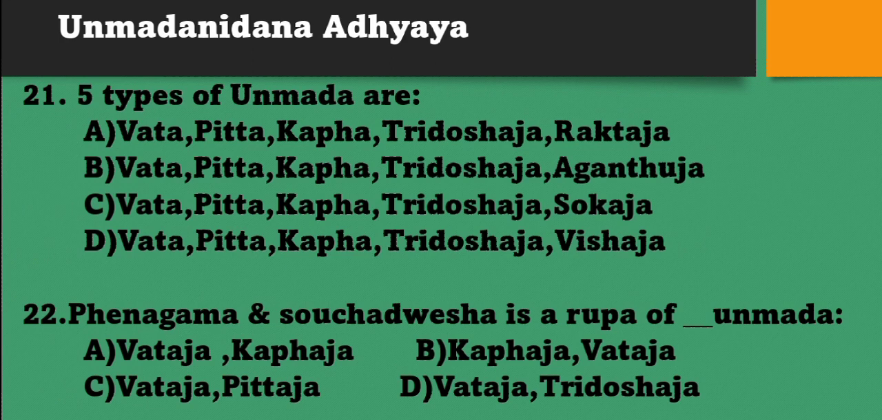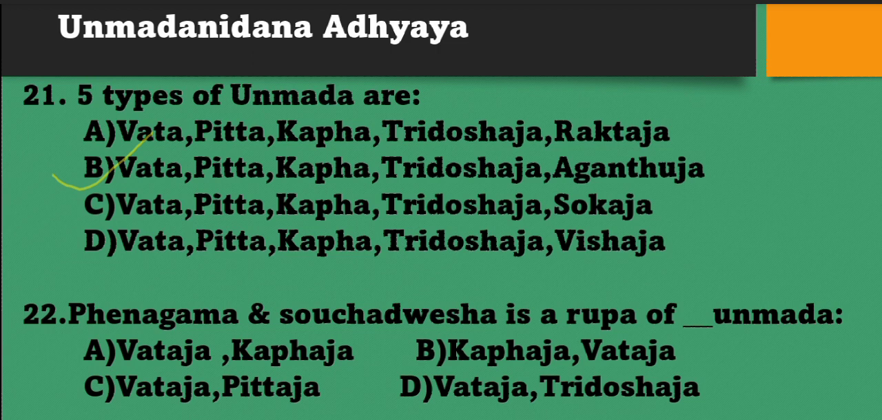Five types of Unmada are Vata, Pitta, Kapha, Tridoshaja, Raktaja; Vata, Pitta, Kapha, Tridoshaja, Agantuja; Vata, Pitta, Kapha, Tridoshaja, Shokaja; Vata, Pitta, Kapha, Tridoshaja, Vishaja. Option B. Vata, Pitta, Kapha, Tridoshaja, and Agantuja is the answer.